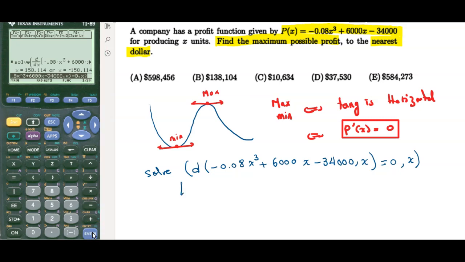So the first one is going to be 158.114, and the second x is going to be minus 158.4. So now just keep in mind that you are producing units, so it cannot be negative. We are in a production line, right? So this one is going to be rejected, and we keep only this one.